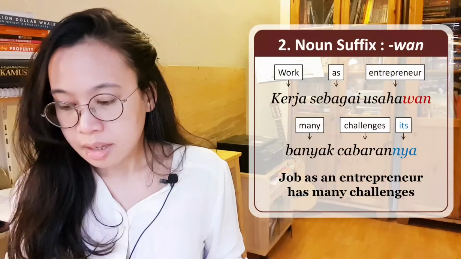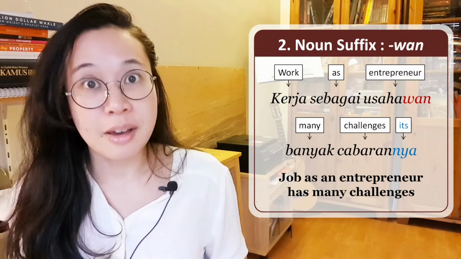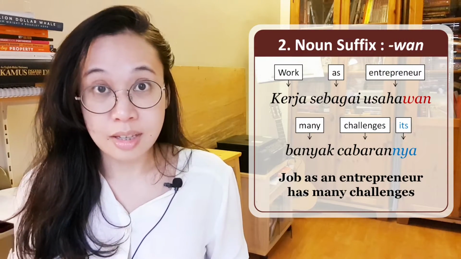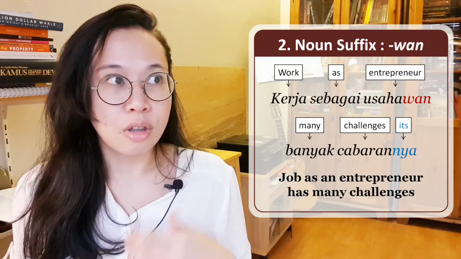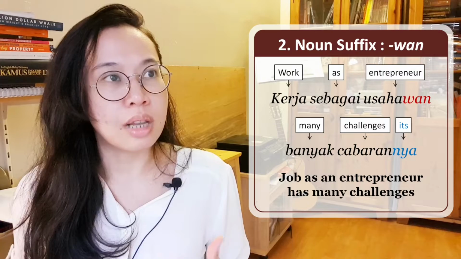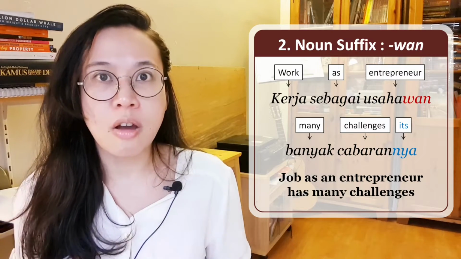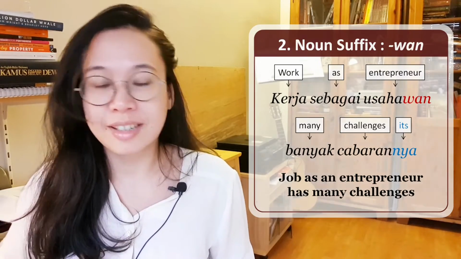So an example of a sentence is kerja sebagai usahawan banyak cabarannya. Kerja sebagai usahawan banyak cabarannya. A job as an entrepreneur, the life of an entrepreneur has a lot of obstacles. Okay, so that is the first meaning for wan.